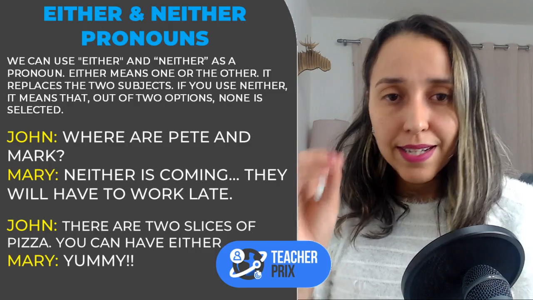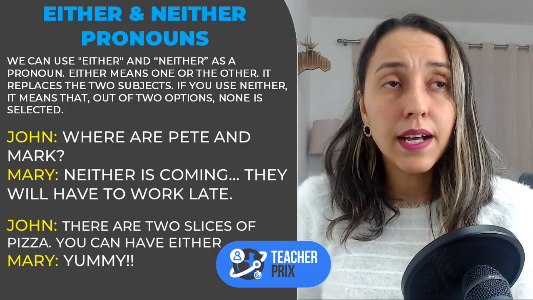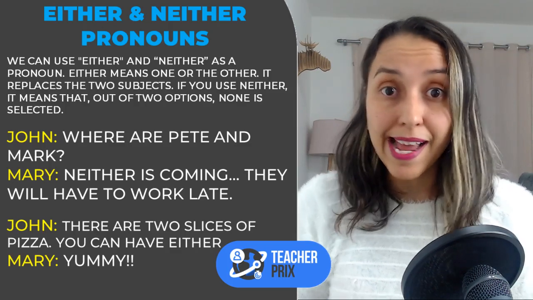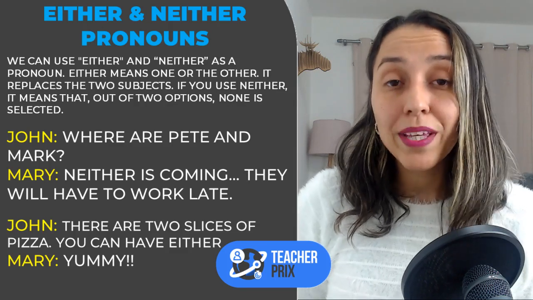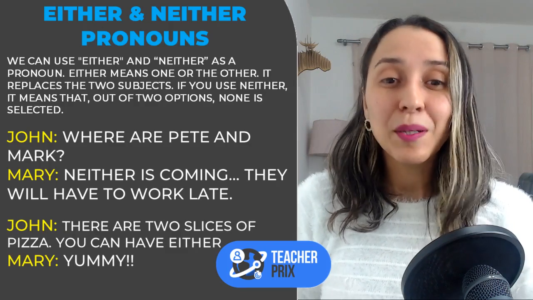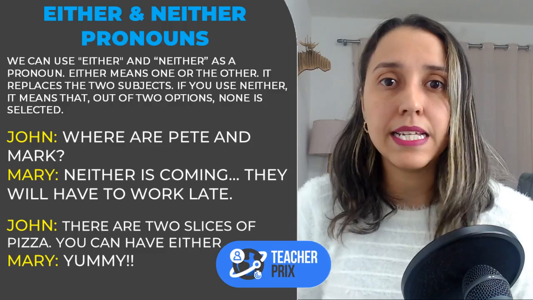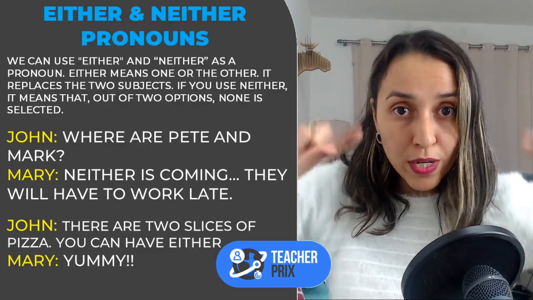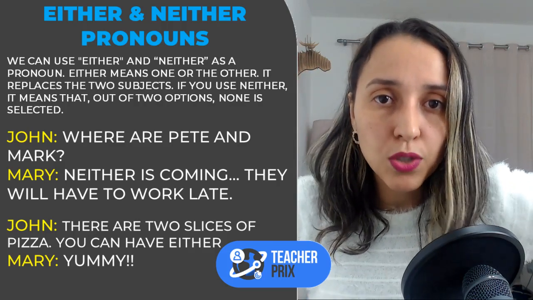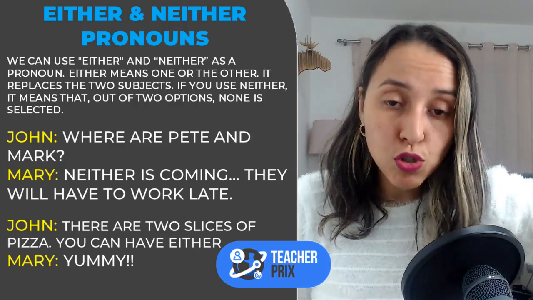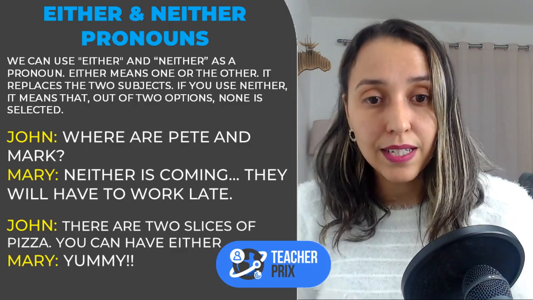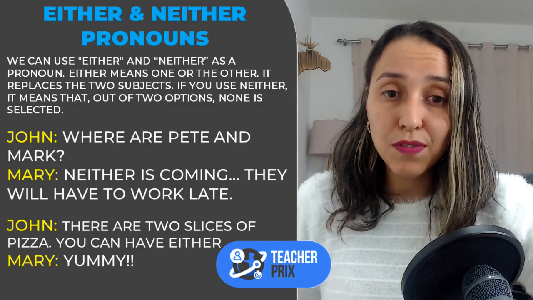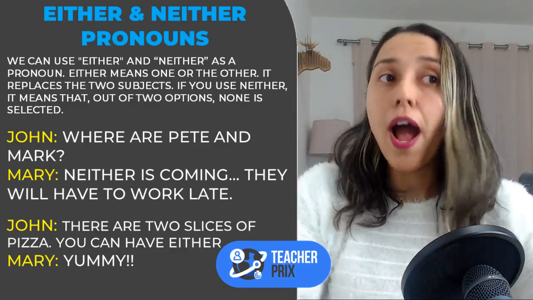Moving on, my friends. The next use of either and neither is as pronouns. Okay, now just as we use them as adjectives, and in that case we had to include a noun next to the words either and neither, now we can use the words neither and either as pronouns. Okay, now here you have the same idea, the same translation. Either means one or the other. Now, here you are going to replace the word that you want with either or neither. I'm going to show you how. If you use neither, it means out of the two options, you gave two options, none is selected, zero is selected. So when I give you either, it's one or the other. When I give you neither, it's none of the options.